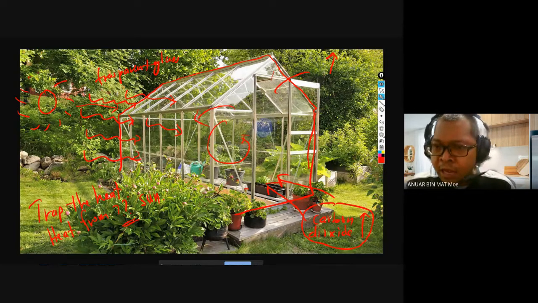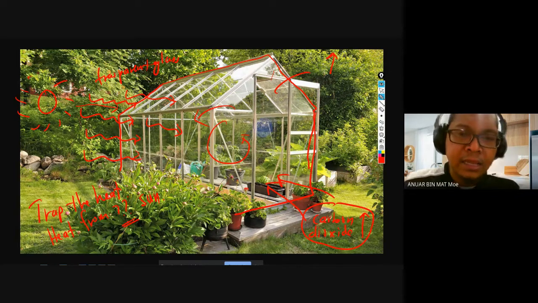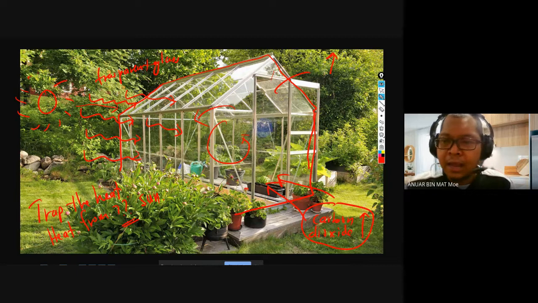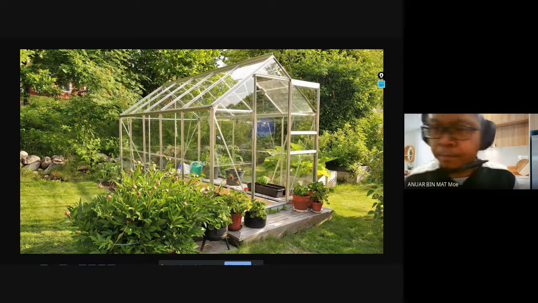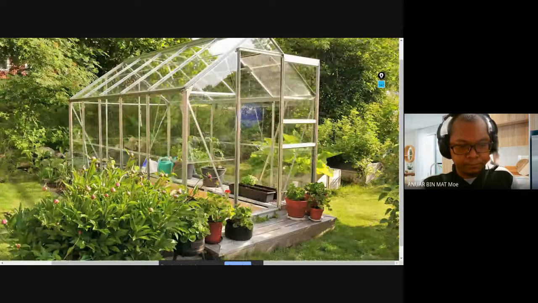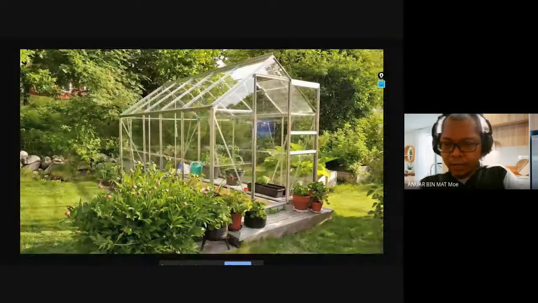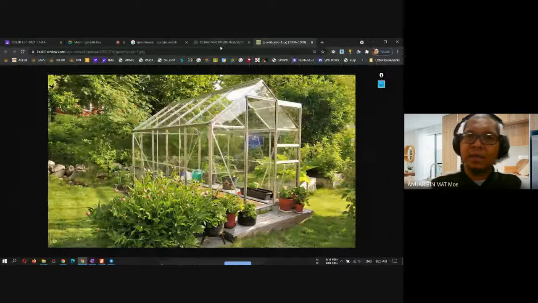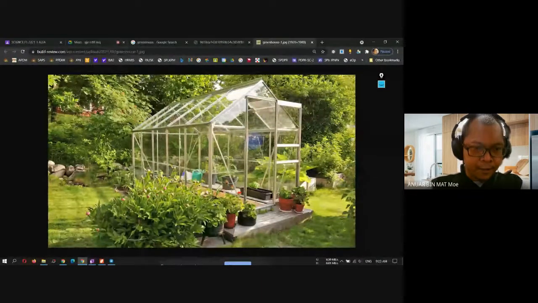But the problem is when the carbon dioxide increases, the temperature also increases. That's why we need to control the amount of carbon dioxide so that the heat inside the greenhouse will not increase as well. Okay, I hope you can understand this. This is what we call the greenhouse effect.